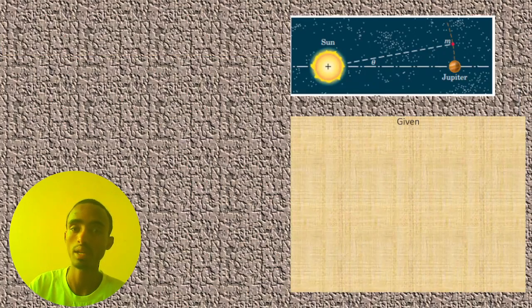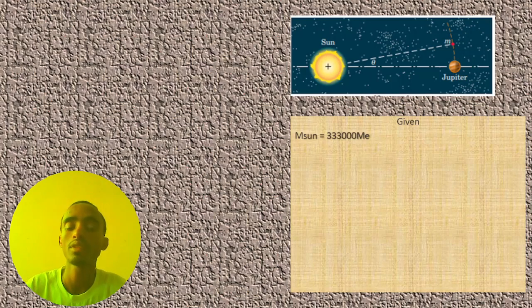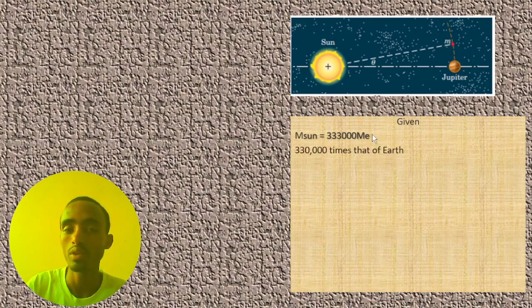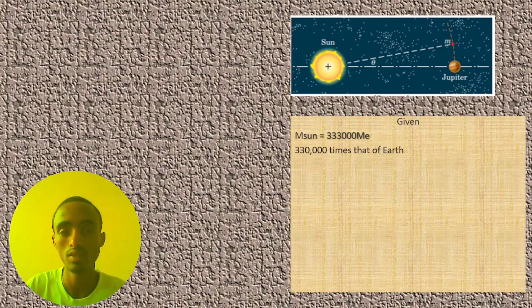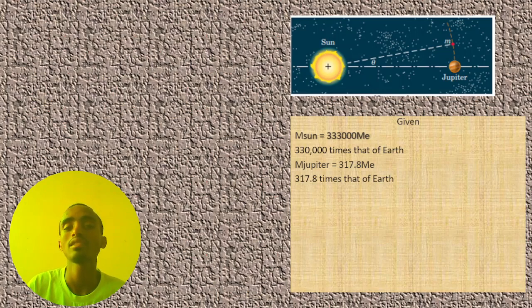In order to solve this problem, we must know the mass of the Sun and the mass of Jupiter, and also the distance between the center of the Sun and the center of Jupiter. As you know, the mass of the Sun is very high. It is 333,000 times the mass of Earth. It's a very huge mass. And the mass of Jupiter is also 317.8 times the mass of the Earth. It's also a very huge planet.